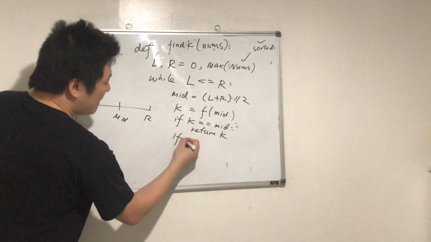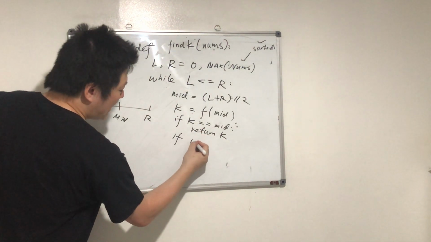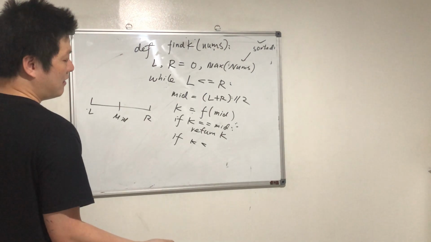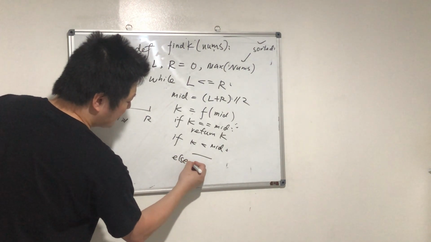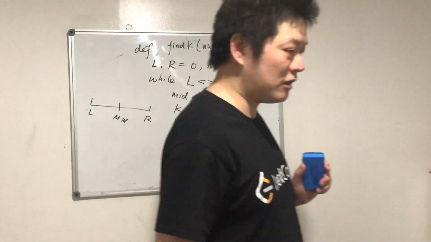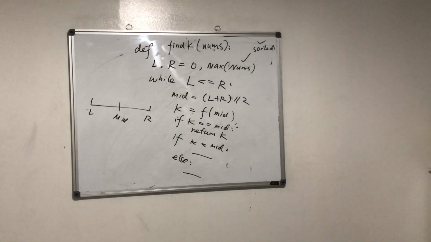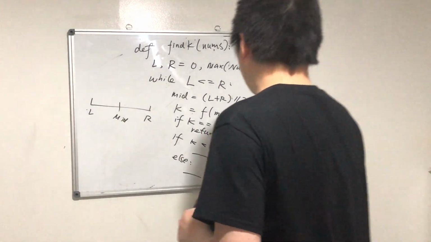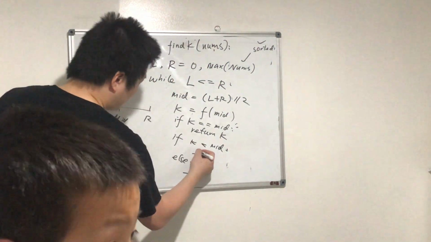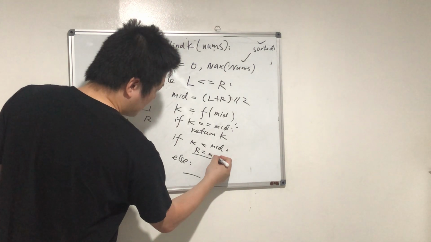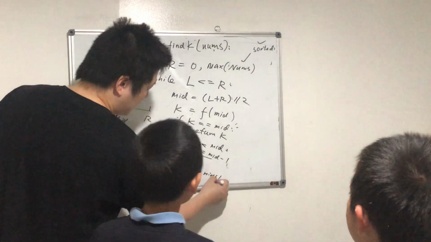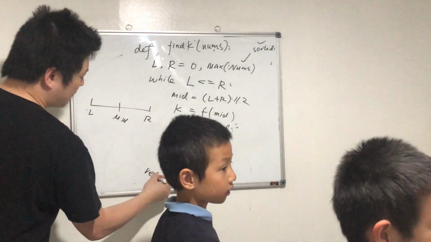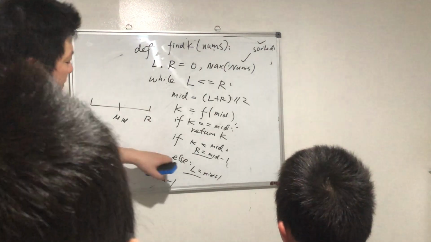Then if this k is smaller than middle, what do we do? Right equals middle minus 1. Else, left equals middle plus 1. And here you return what? Minus 1. Okay, so can you explain to me why is this?